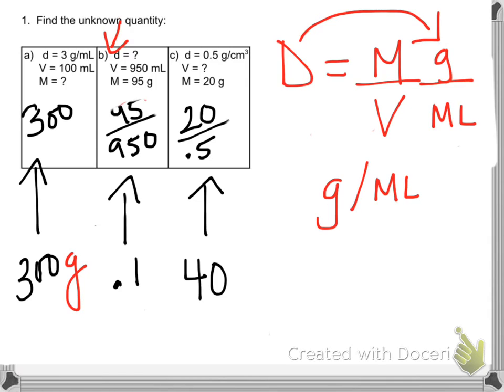And if you notice, that is how the density was shown in the prior problem. See it right here? G over mL. That means this one should be G over mL as long as you're working with the same units. And we are. They're both G over mL. So that would be grams over milliliters. That would be the label for our 0.1. It would be 0.1 grams over milliliters.